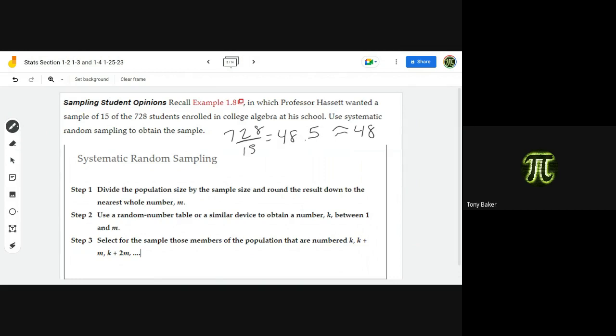Okay. So now we're picking a number from what? One, two. So we pick a random number from 1 to 48. So say 18. So we're going to pick the 18th person from each of those groups. And that should give me 15 people.